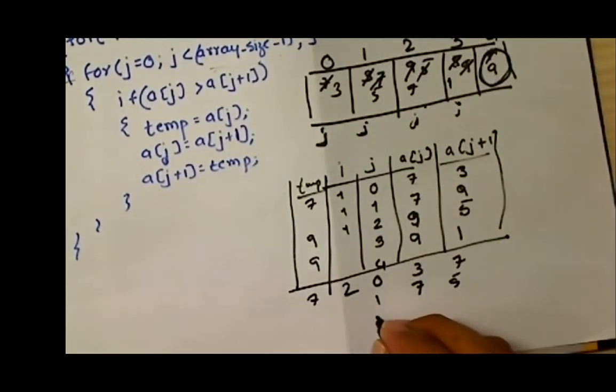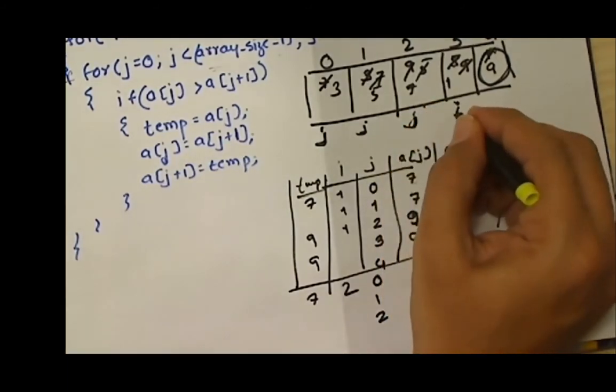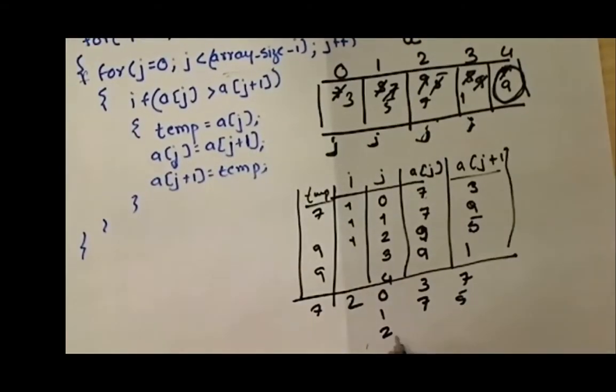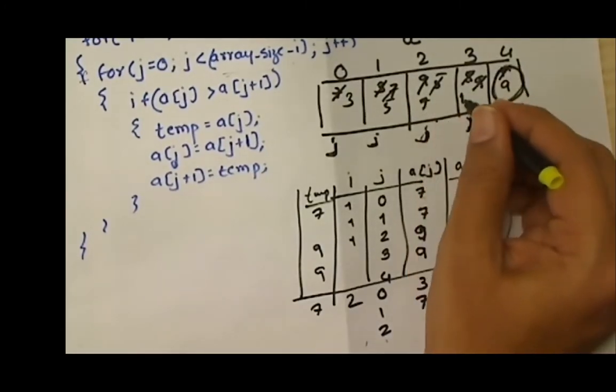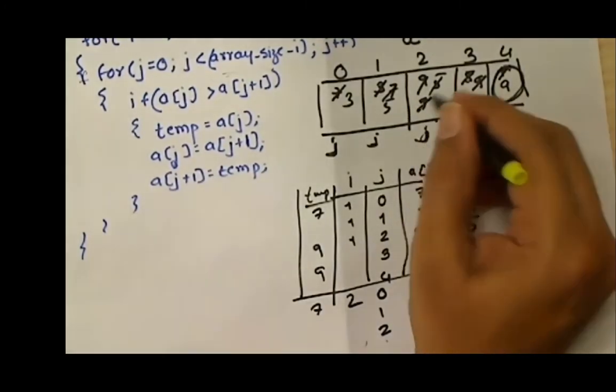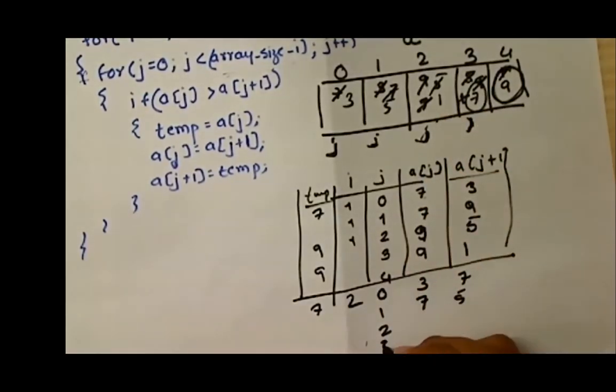And j plus plus, the value of j now becomes 2. So j comes here. If j is here, j plus 1 is here. If the value of j is 2, then j plus 1, 2 plus 1, that is 3, points here. Again we check, is a of j that is 7 greater than 1? Yes. So they will again interchange. So this will become 1, this will become 7, and then j plus plus, j becomes 3.